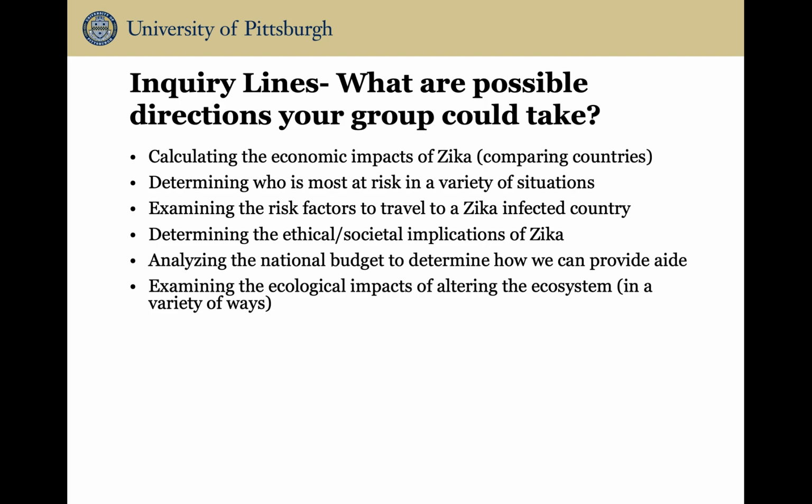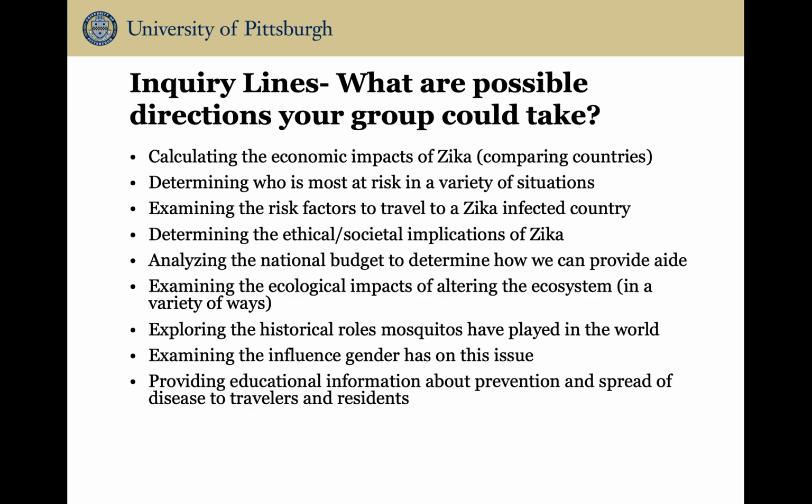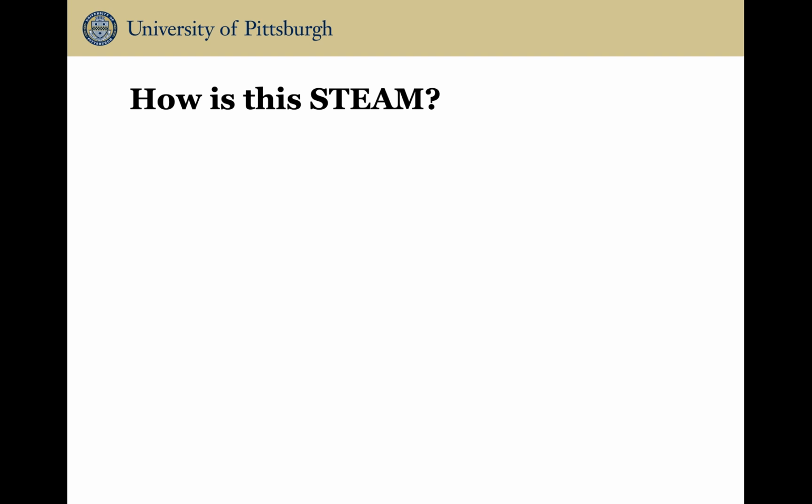So some of the students thought about eliminating mosquitoes altogether, and what would that do to the rest of our ecosystem. They also explored the historical roles that mosquitoes have played out in the world. As I mentioned, there are a lot of situations in which different battles have been won because of certain populations not being resistant to mosquito-borne illnesses. And then looking at the influence gender has on this issue, as I mentioned. They provided educational information about the prevention and spread of this disease to both travelers and residents.